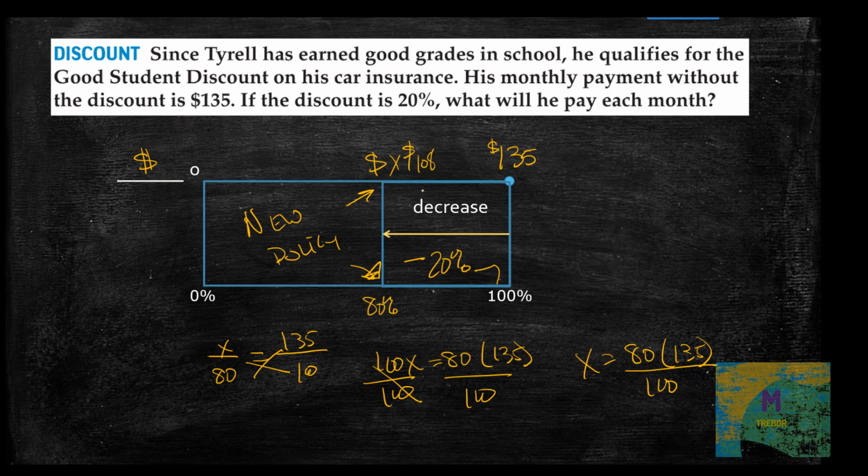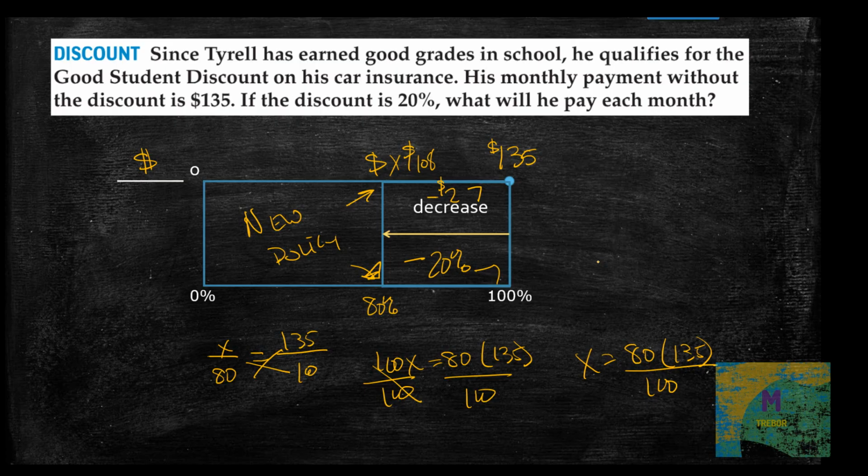So that means that Tyrell is now paying $108. He was paying $135, and now with a 20% discount, he's only paying 80%, which is 108. We can also take 135 and subtract 108 to get the dollar amount that he's actually discounted. That would be minus $27. So I can tell you that he's saving $27 each month on his policy.